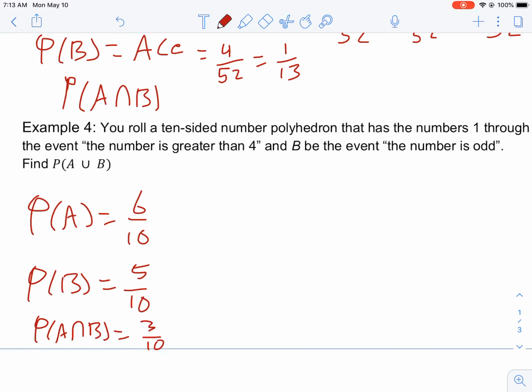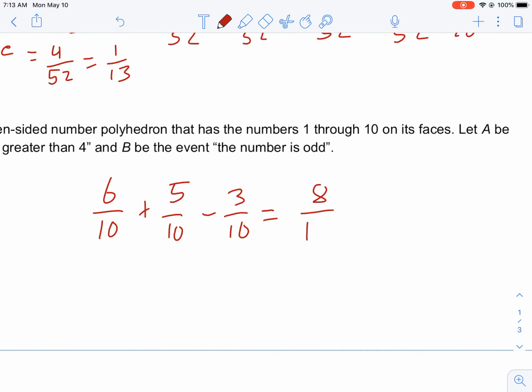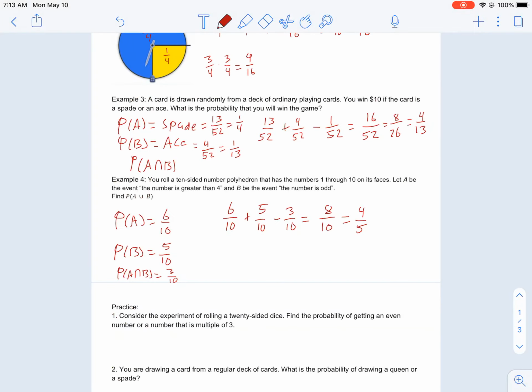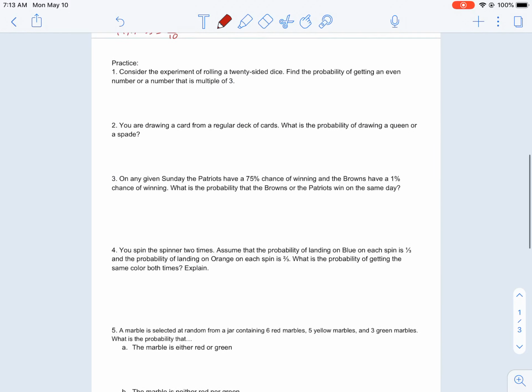so that's 3 out of 10. So if we do our formula, we got 6 out of 10 plus 5 out of 10 minus 3 out of 10, so 6 plus 5 is 11, minus 3 is 8, 8 out of 10, and that simplifies to 4/5, okay? So that's unions. I know unions are a little bit complicated.